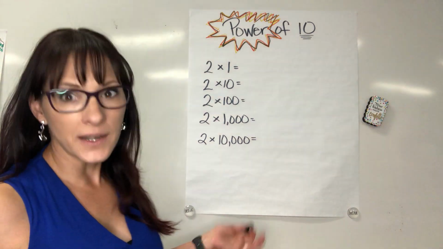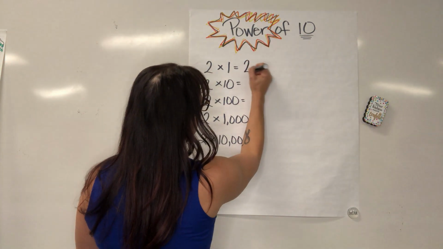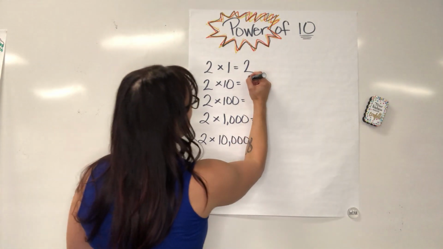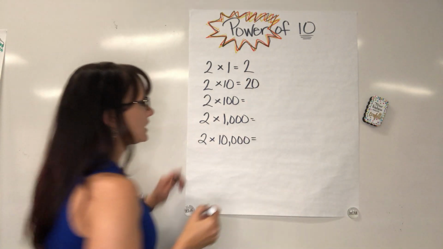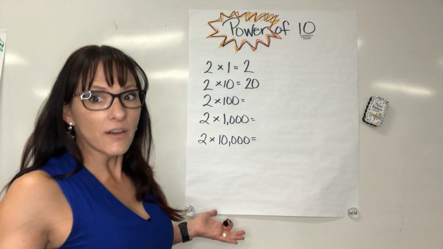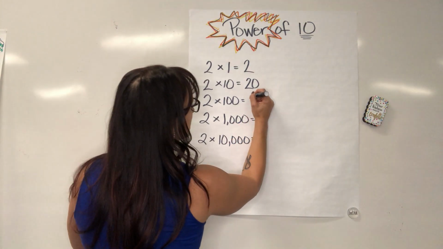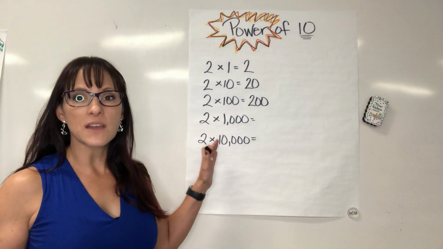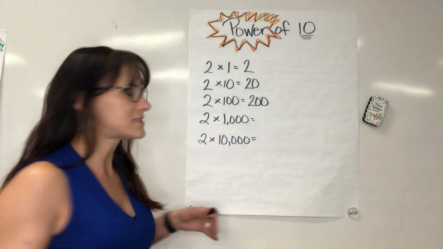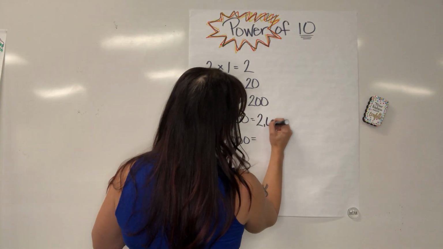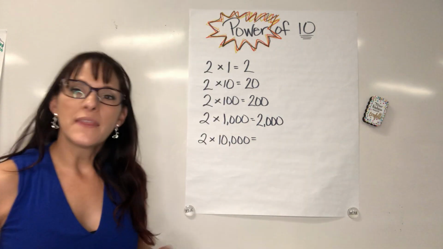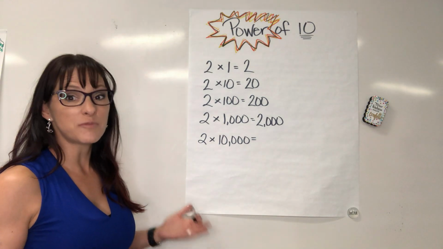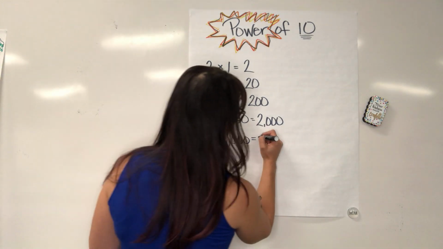2 times 1. I know, it's 2. Okay, 2 times 10, simple, it is 20. And if I have 2 groups of 100, I obviously have 2 hundreds, right? And if I have 2 groups of 1,000, 2,000, right? And then if I go to 2 times 10,000, 2 groups of 10,000 is going to give me 20,000, okay? Good job.